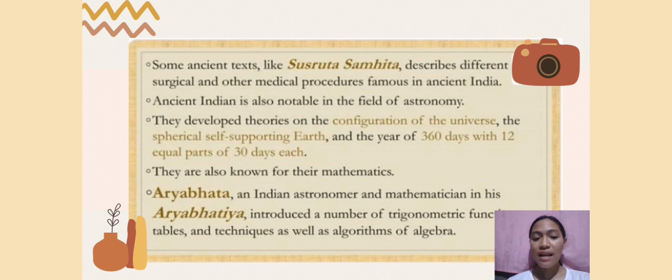Ancient India is also notable in the field of astronomy. Astronomy was linked with astrology in ancient India in forecasting or predicting horoscopes, reading omens, and developing many interesting theories. They developed theories on the configuration of the universe, the spherical self-supporting Earth, and the year of 360 days with 12 equal parts of 30 days each.